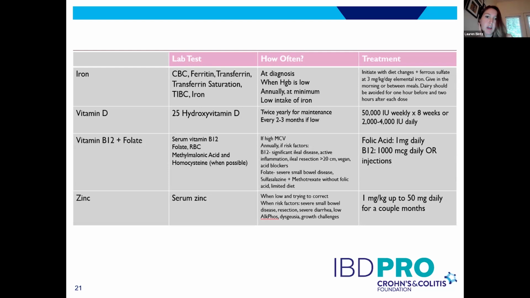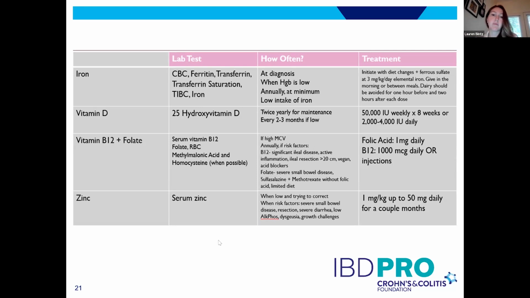B12 and folate, we're usually checking these if there are risk factors, and risk factors would include significant ileal disease, active inflammation, ileal resection. If patients are on a vegan diet, we'll check B12. And then same thing with folate, if there's severe small bowel disease, or if a patient has been taking sulfasalazine and methotrexate without folic acid supplementation, we'll also check those levels as well.